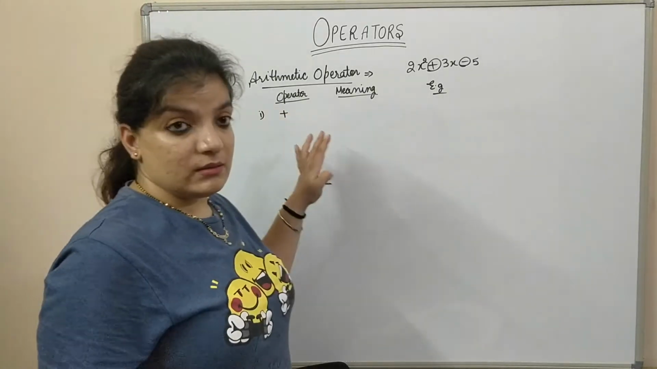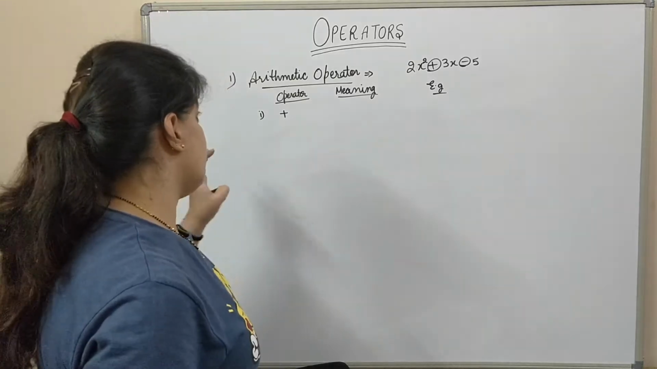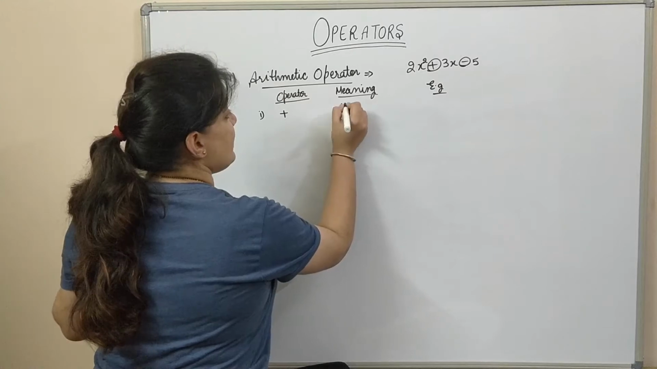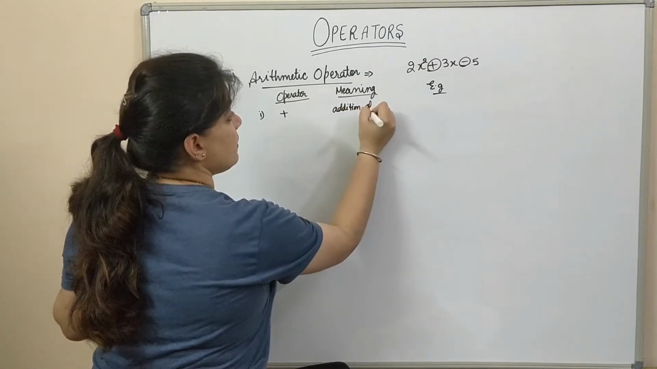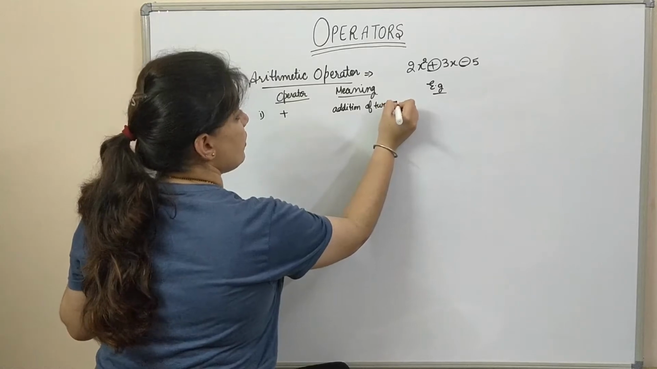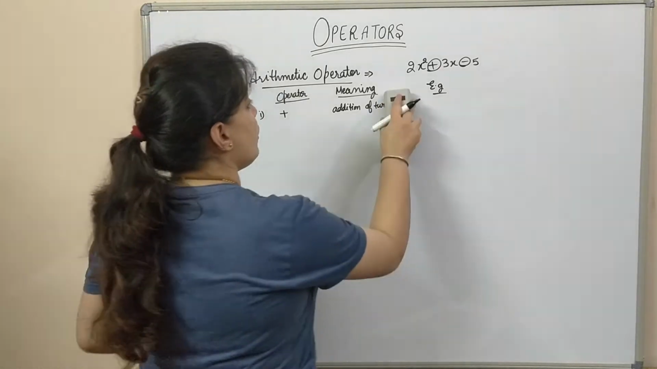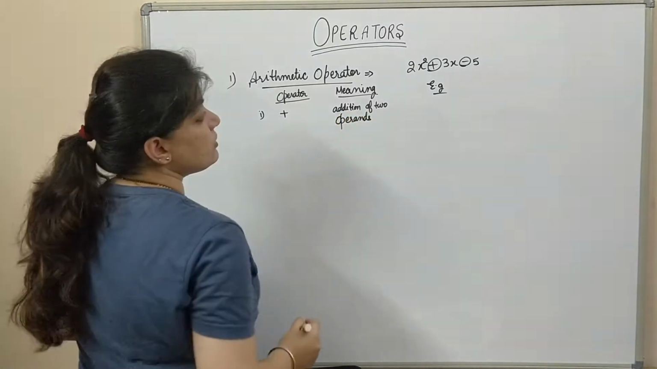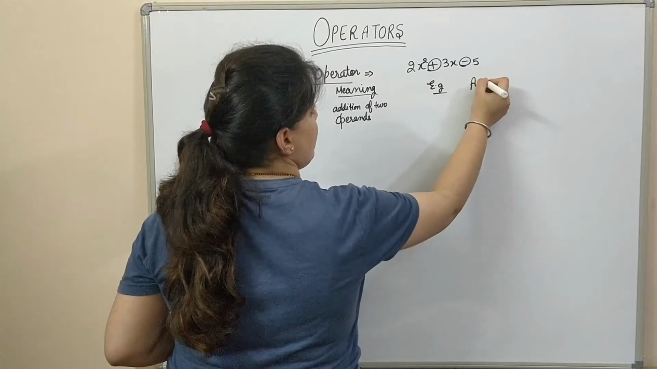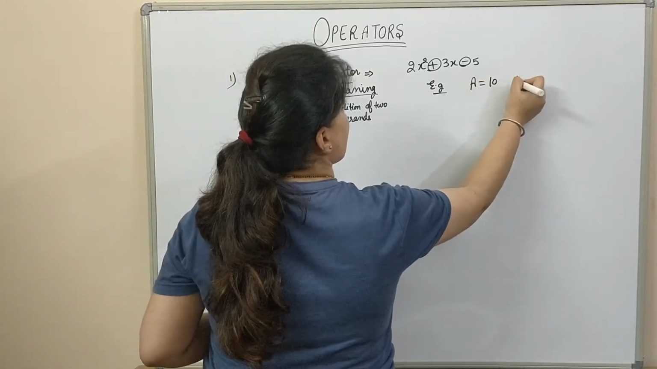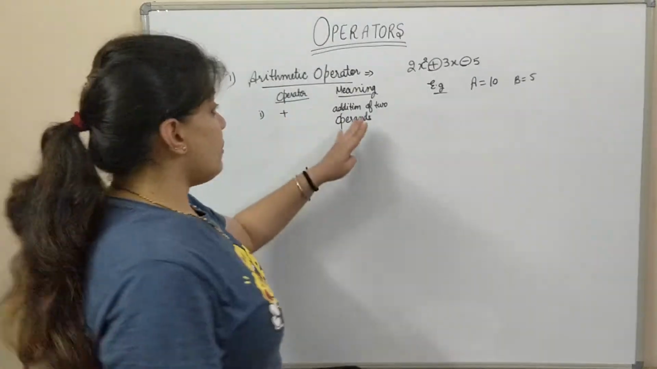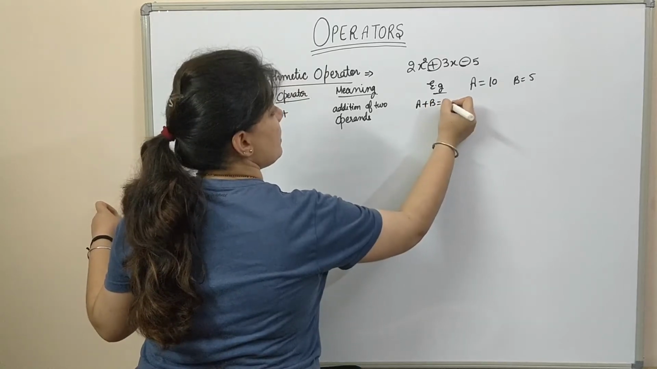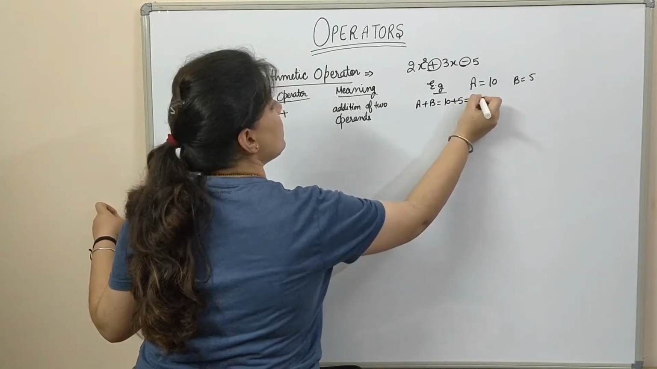The first operator is plus. What is the meaning? You also know about this. It is used to add two numbers, so its meaning is addition of two numbers, or we can say addition of two operands. Here I am taking an example of two operands: a is equal to 10 and b is equal to 5. What will be the output of a plus b? It will be 10 plus 5, which is equal to 15.